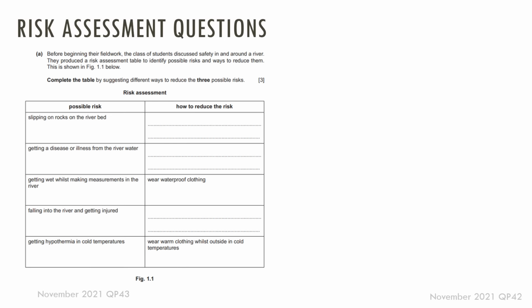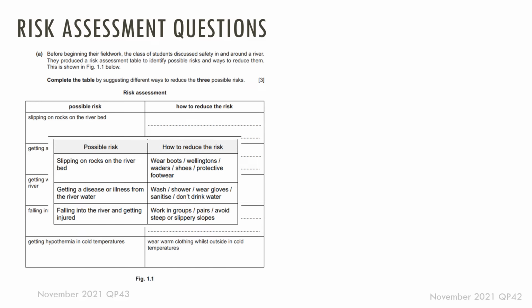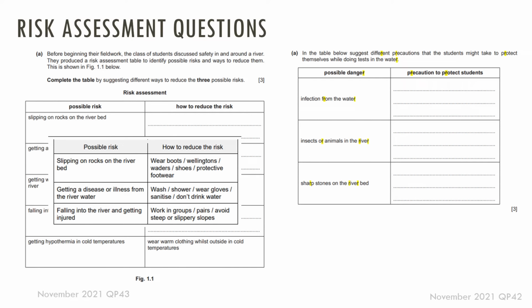So what do questions look like? Here we go. Complete the table by suggesting different ways to reduce these possible risks. How can you avoid slipping on rocks? How can you avoid getting an illness or disease from the river water? Things like that. So if you look at the mark scheme, how can you avoid slipping on the rocks of the river? You wear sensible shoes, protective footwear. Getting a disease from the river water, simply avoid drinking it. Falling into the river, working groups, avoid steep or slippery slopes, things like that. So a lot of it's common sense.